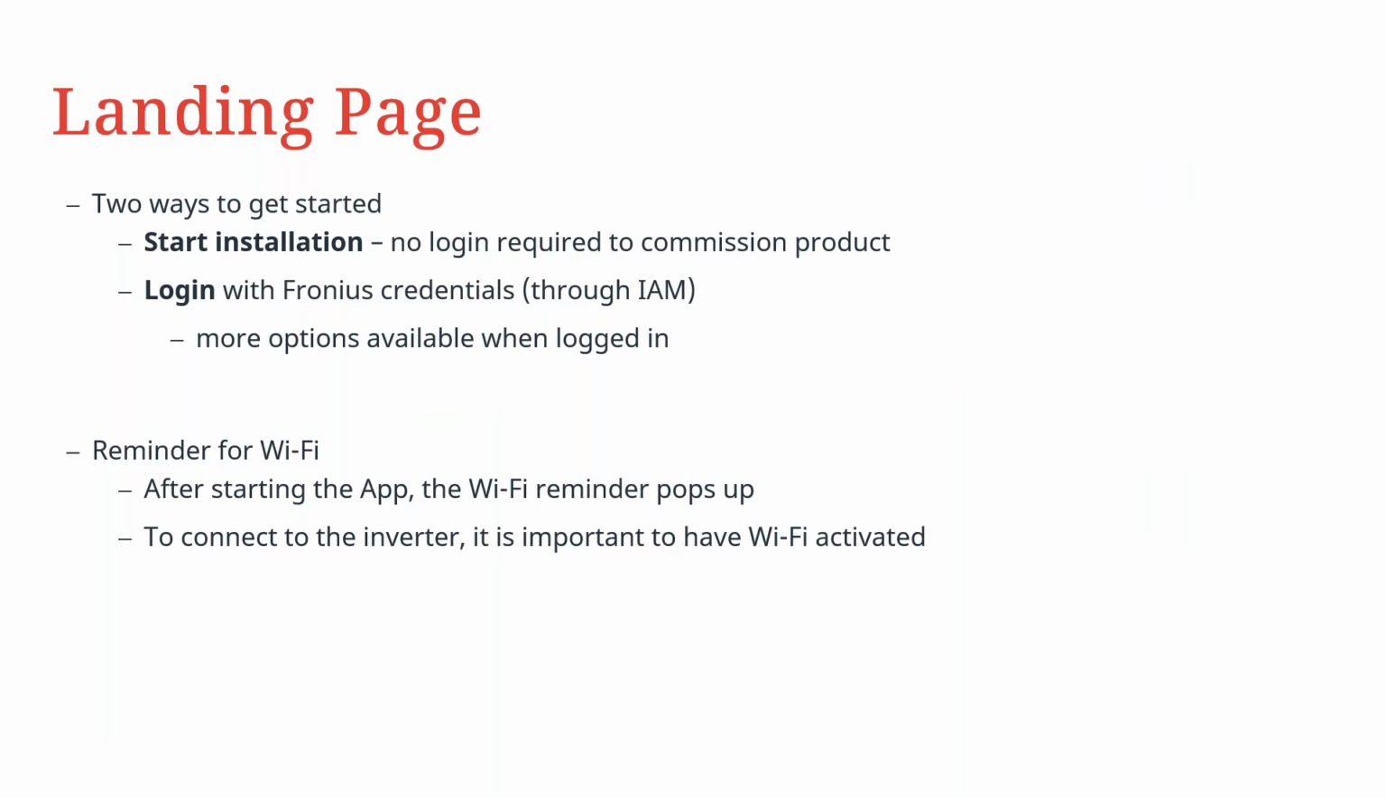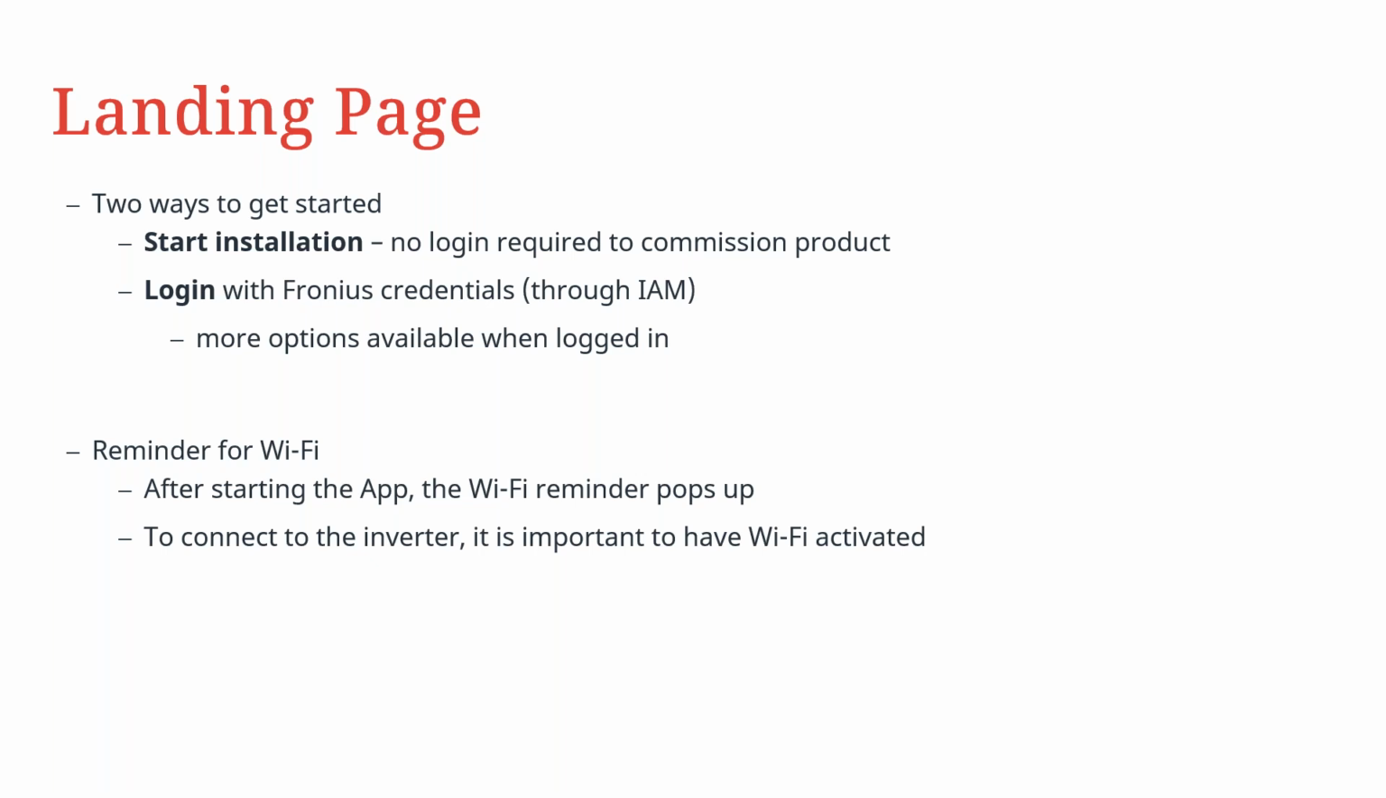On the landing page, there are two ways to get started. As mentioned, there's the start installation. This means you'll have no login requirements in order to start commissioning the product. So if you don't have a Solar Web account or you're just commissioning the product, you don't need to log in and you can simply start the commissioning process.